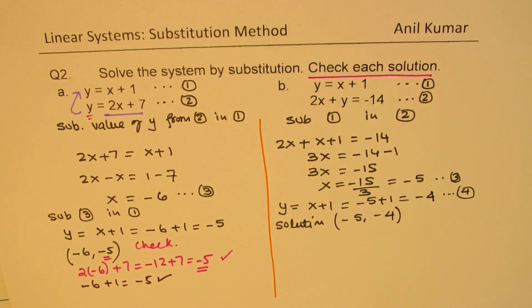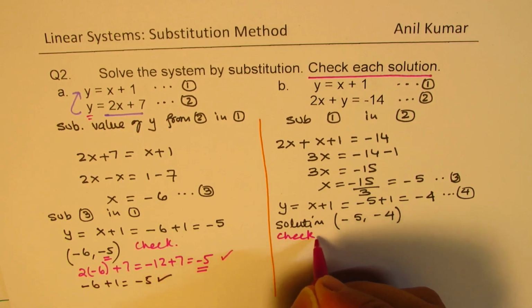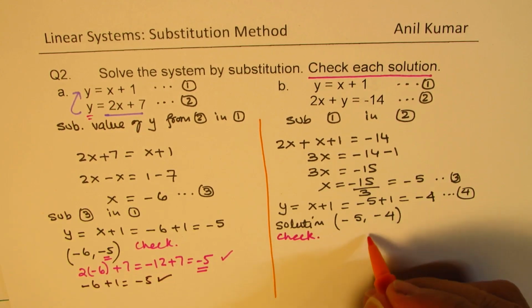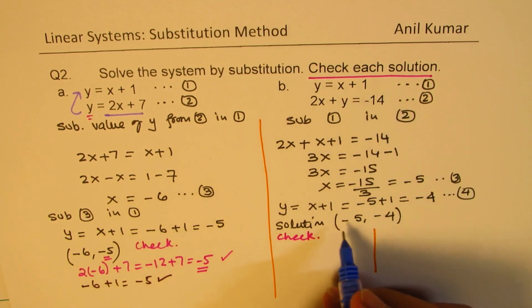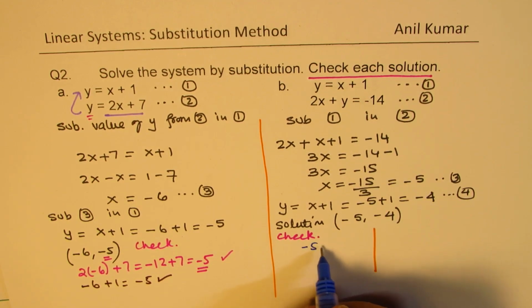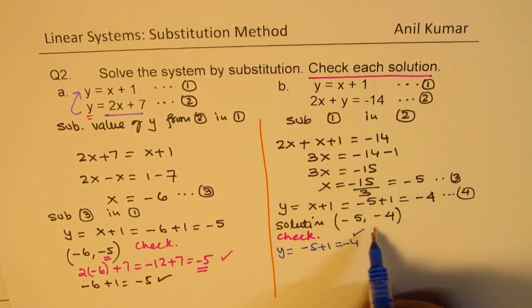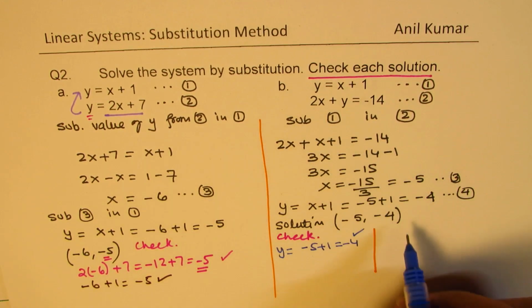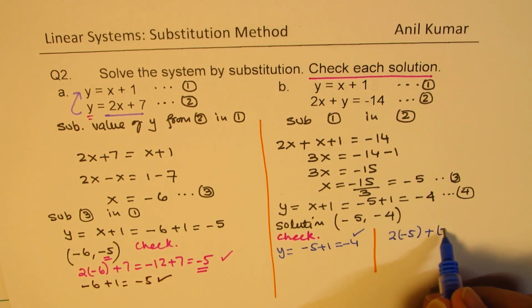You can now always check the result by substituting these values, correct? So let's do it for this question. For the rest, I will leave it to you, okay? So we have two different equations to check. So we'll sub the value of x and see. Do we get the same value for y? So if I do minus 5 plus 1, I do get minus 4, which is the correct value of y, correct?